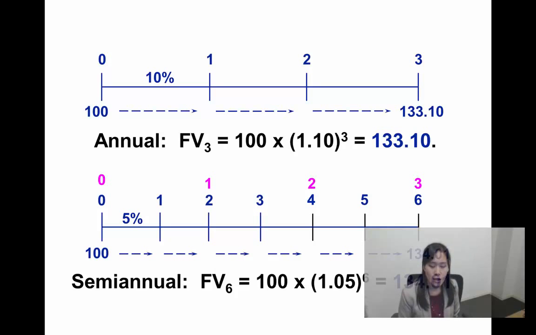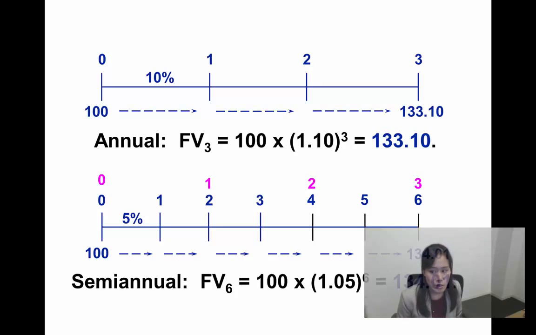There's a few things I want you to take away. And the first is that when the time horizon is shorter for compounding, we are earning interest on top of our interest. And that's what's happening in the semi-annual example here. As a result, because we're earning interest on top of our interest that we've already earned, the future value will be larger under semi-annual compounding. As you can see, $134 is bigger than $133.